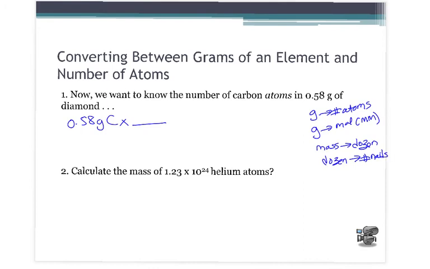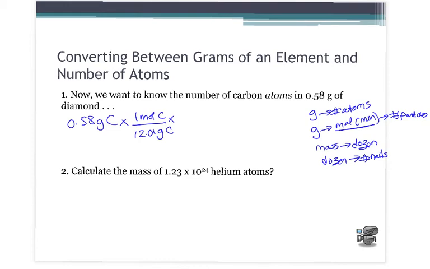We have the grams that we must convert to moles, which is our chemist dozen, and then we can go to number of particles or atoms. So with that in mind, we're going to use the molar mass first to take us from grams to moles. So we have 12.0 grams of carbon for every 1 mole of carbon, or let's say 1 chemist dozen of carbon.